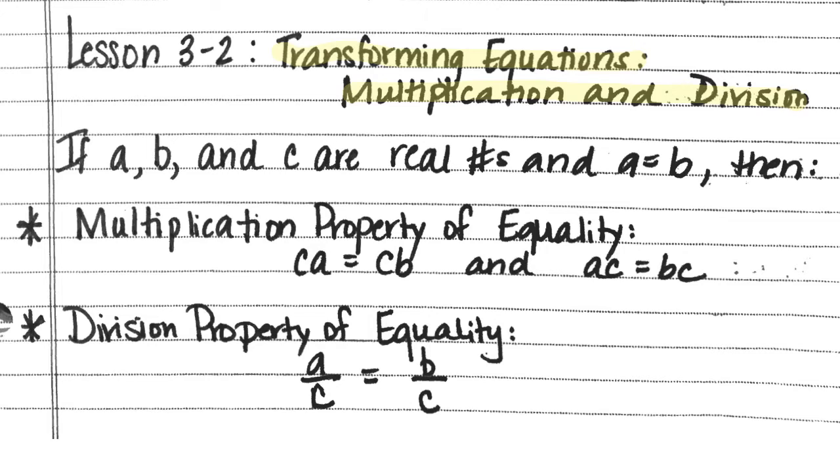If A, B, and C are real numbers and A is equal to B, then the multiplication property of equality says, remember A was equal to B, that you can multiply C to each side. And again, remember that multiplication is commutative. The division property of equality says if A is equal to B, you can divide C on each side. What you do to one side, you could do to the other without changing the value.